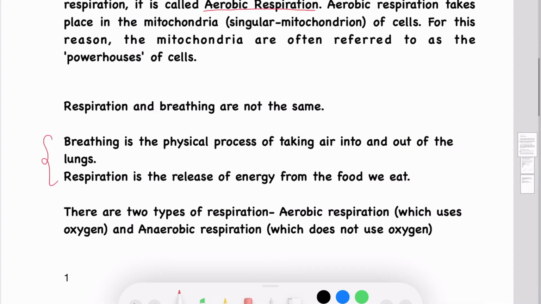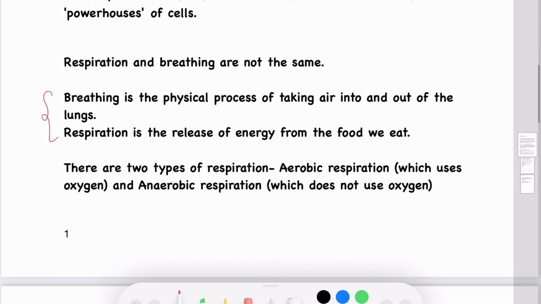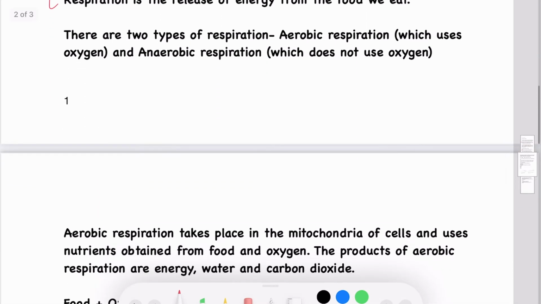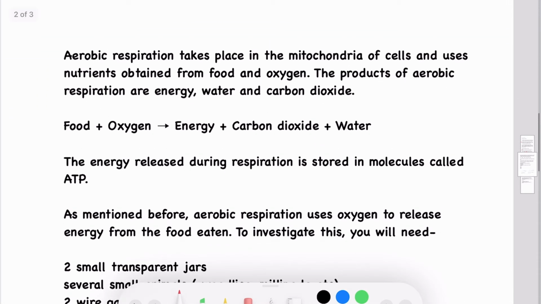So, as we mentioned earlier, we have aerobic respiration, which is the use of oxygen. Then there's another type of respiration which does not use oxygen, and that is known as anaerobic respiration. Right? Aerobic respiration takes place in the mitochondria, and it uses nutrients obtained from food and oxygen. The products of aerobic respiration are energy, water, and carbon dioxide.